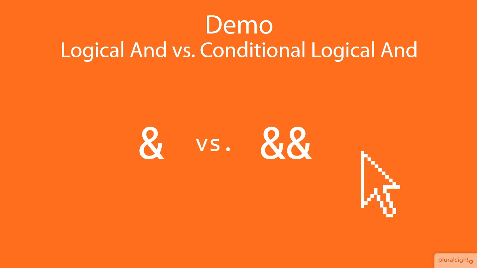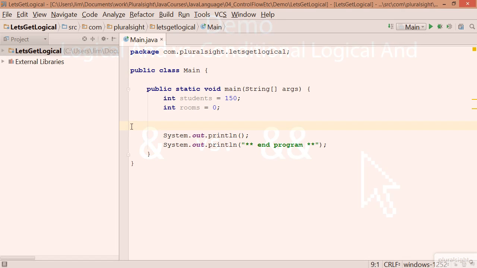Let's take a look at a demo comparing the behavior of a logical AND to that of a conditional logical AND. We have a simple program here where we have two variables declared at the top: students equals 150 and rooms equals 0. And let's say I just want to put a condition in here where I want to print out the message crowded if there are more than 30 students to a room.